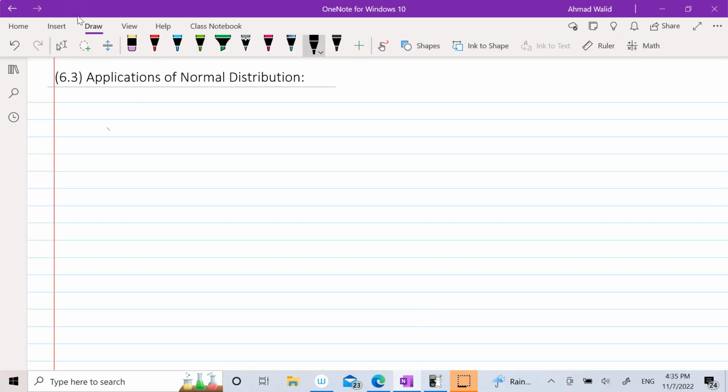Still, in this section, we are using our z-score formula, which is z equals x minus mean over standard deviation. Still, we use this formula, correct? And still, we use our 3 steps to solve these types of problems, correct? Which was step 1, find z-score. I will rewrite again. In step 1, find z-score.